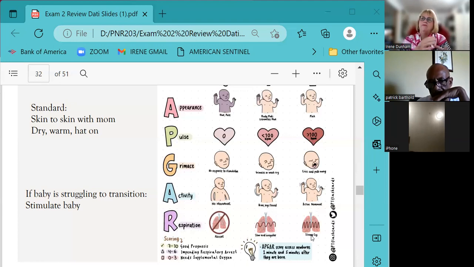If I have an APGAR from 4 to 6, I'm really trying, so just give me a little bit of stimulation. And then 0 to 3, you need to resuscitate. So that's why we do the 1 minute, the 5 minute, 10 minute, 20 minute. Those other ones, 10 and 20, will be done in the nursery, in the NICU. You got the picture?